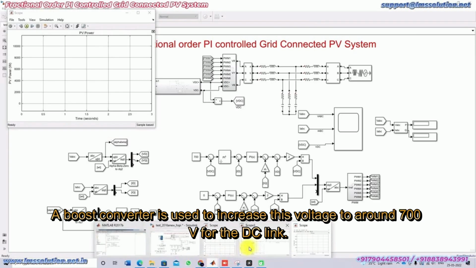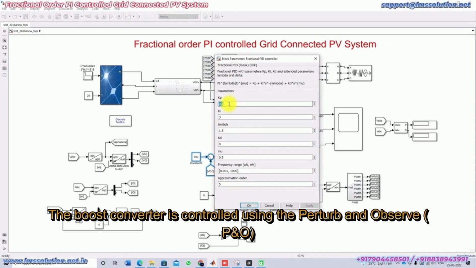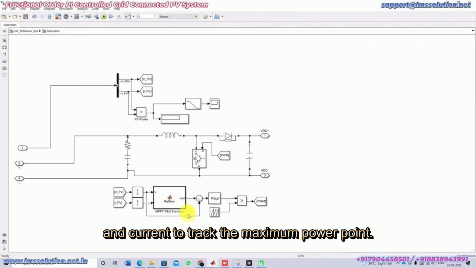A boost converter is used to increase this voltage to around 700 V for the DC link. The boost converter is controlled using the perturb and observe (P&O) MPPT algorithm, which measures PV voltage and current to track the maximum power point.